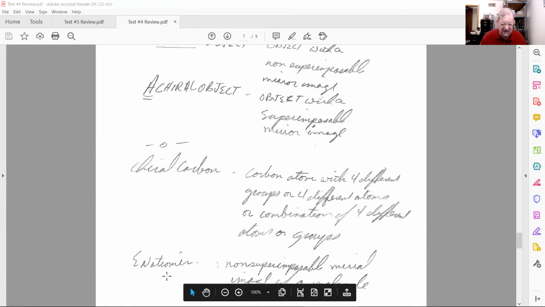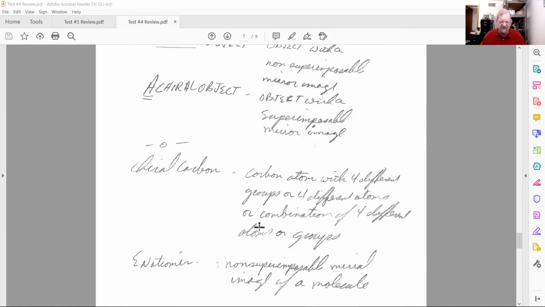Also, you learned about an enantiomer. That's a non-superimposable mirror image of a molecule. And if I asked you to draw the enantiomer of the molecule, you learned from test 4 and what I taught you in this chapter, you draw the mirror image.